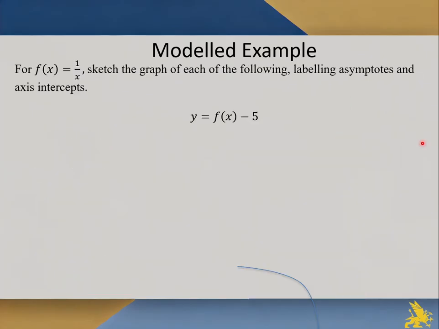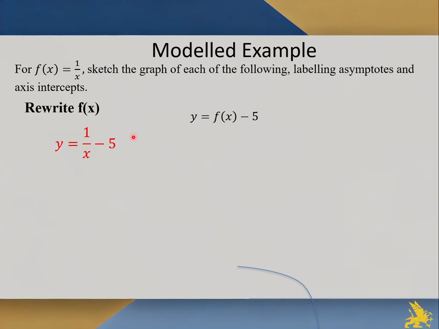Let's look at this next question. For f of x is equal to 1 over x, sketch the graph of each of the following, labeling the asymptotes and axis intercepts. We've got y is equal to f of x, take away 5. Again, I rewrite it in f of x form. So nothing changing with 1 over x, but I've got take away 5 on the end.